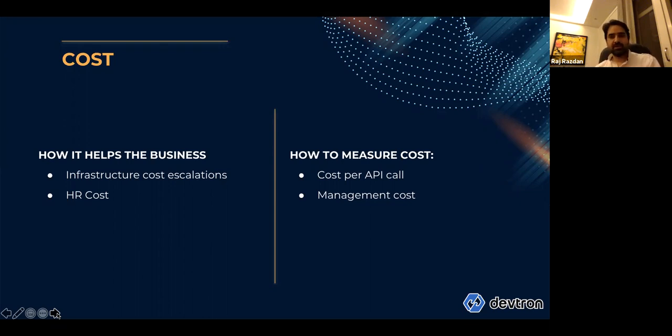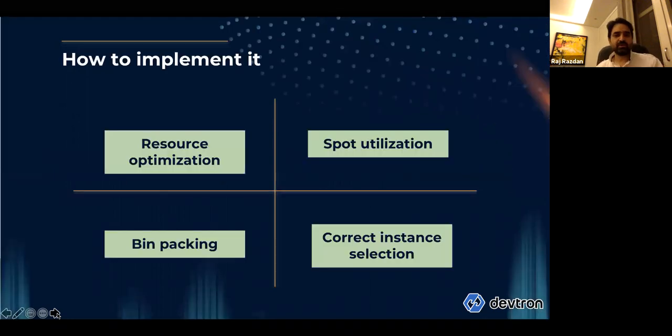So I think first is the infrastructure related cost escalations. And second is the human resources cost of managing these IT networks. So cost of your DevOps, cost of your developers, and of course the cost of managing everything, which is the infrastructure. Now, various ways to measure cost is literally cost per API call. How many API calls have been done to manage different infrastructure, and what is the management cost of managing these. Now let's look at that.